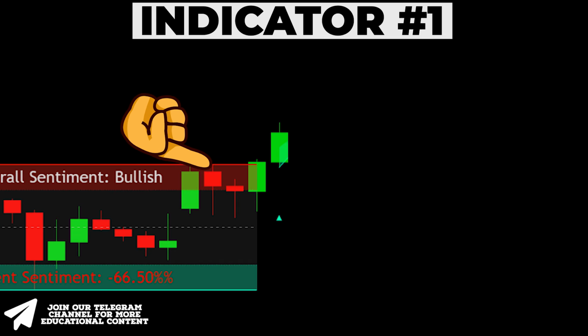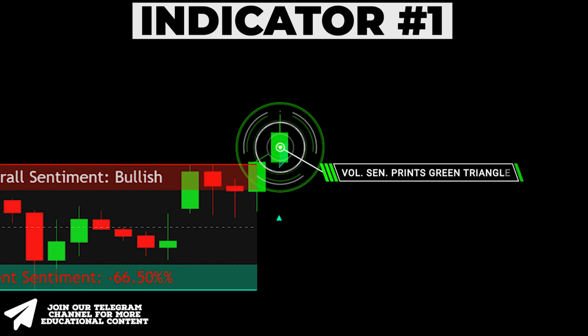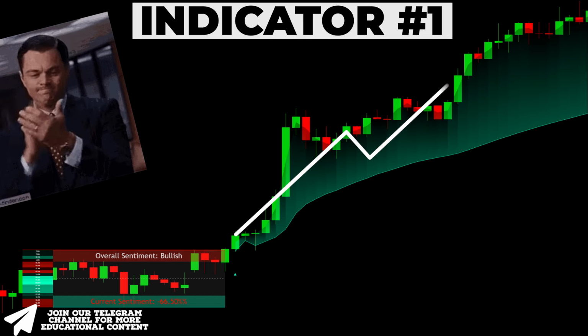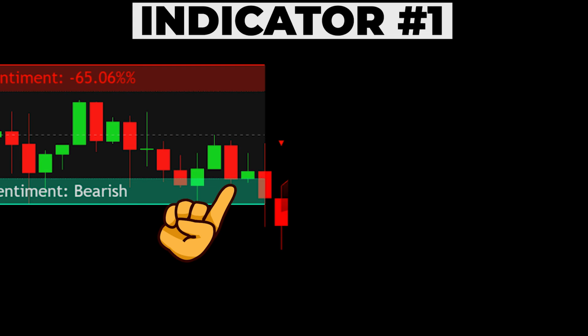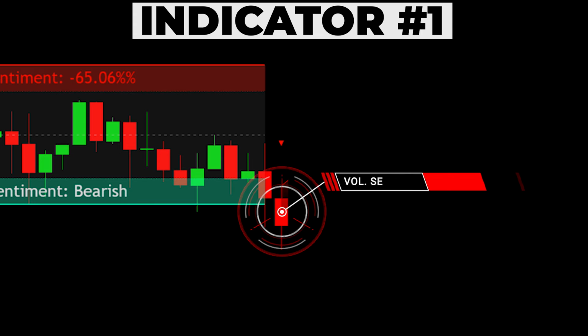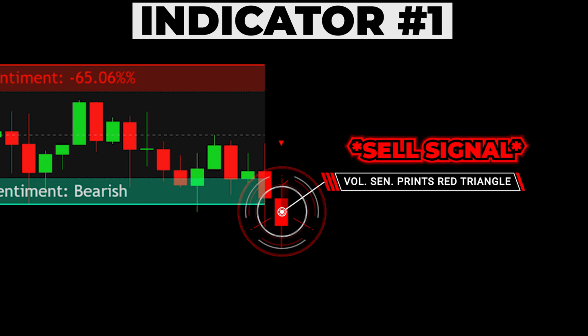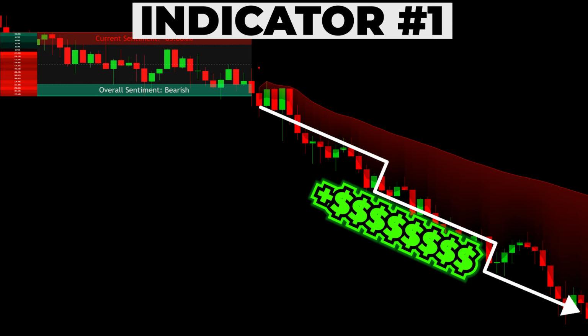When the price breaks above the upper boundary of the range, the indicator displays a green triangle, allowing us to go long. Voila! Check out the insane move that followed, generating amazing profit. In a bearish scenario, when the price falls below the lower boundary of the range, the indicator prints a red triangle, so we can open a short trade. Boom! The indicator is just as mind-blowing at spotting the beginning of downtrends.